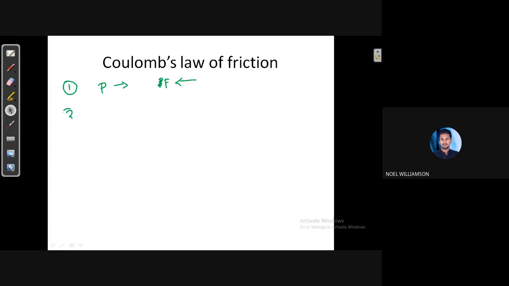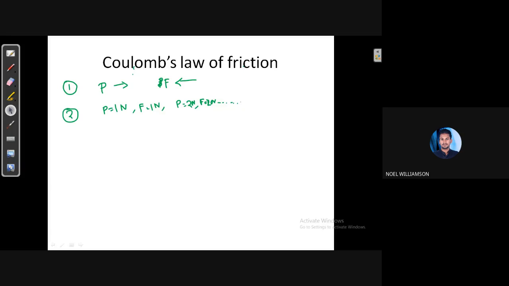നെക്സ്റ്റ്, till the limiting value is reached, the magnitude of friction is equal to the force which tends to move the body. അതായത് നമ്മൾ പറഞ്ഞു അല്ലേ? അതായത് P equal to 1 Newton, then the surface will create a friction F is equal to 1 Newton. When P is equal to 2 Newton, then the surface will create a friction of 2 Newton, and so on up to a limit.